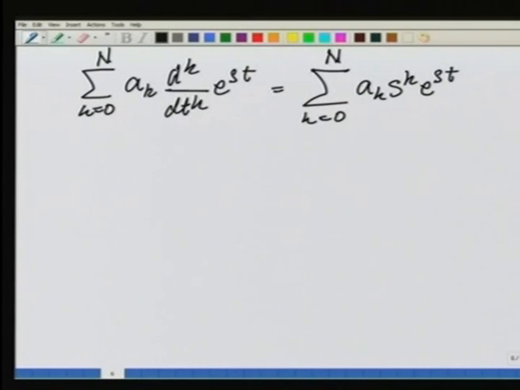So, you see that all the derivatives are gone now, we have already carried out the differentiation, we have this, and since this whole thing was taken out of the left hand side of the homogeneous equation, we know that this entire expression, this sum of capital N plus 1 terms must be equal to 0.